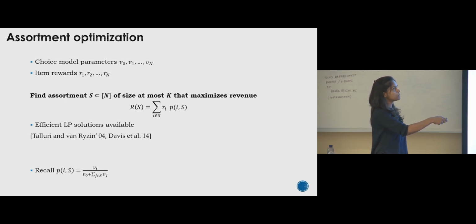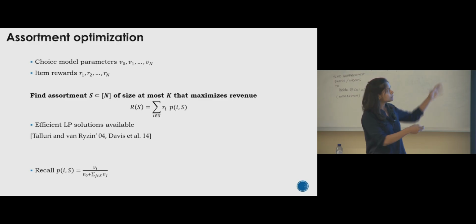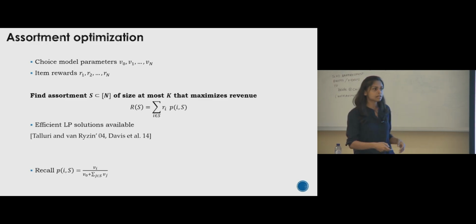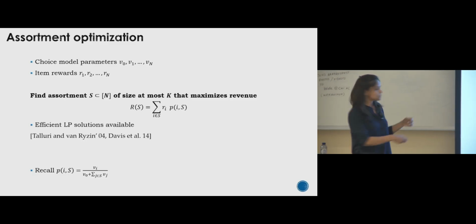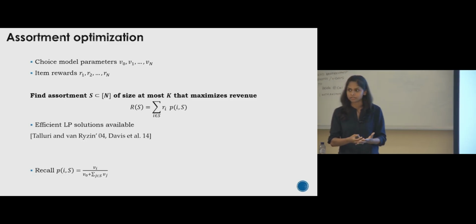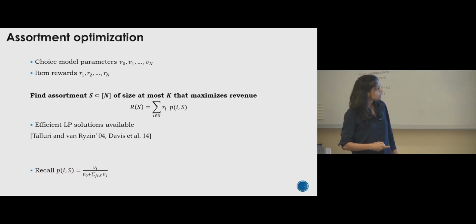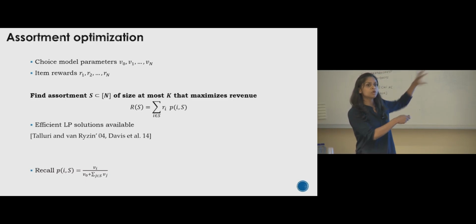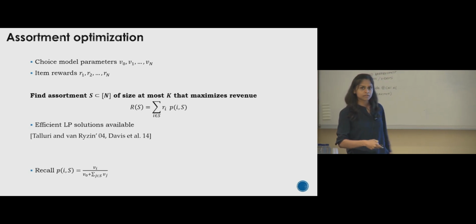And the assortment optimization problem, if you knew everything about the model, would just be to find the assortment that maximizes this total revenue. Now this is not the top K problem, because even if you are selecting a K set, there is an interaction between reward and the choice probability, and the choice probability depends on the entire assortment that you present, even in this simple model. For this problem, when you know the parameters, there are efficient LP solutions available. This was at one point an active area of research in revenue management, but it is kind of solved for the K cardinality problem.